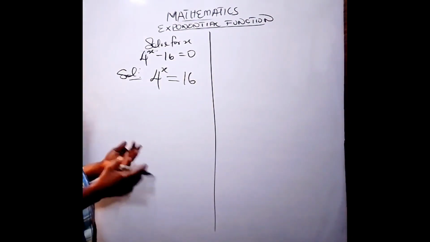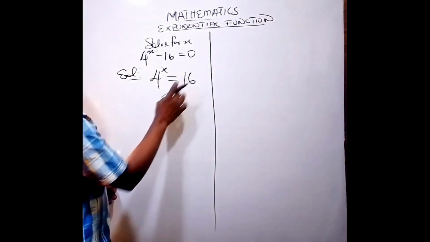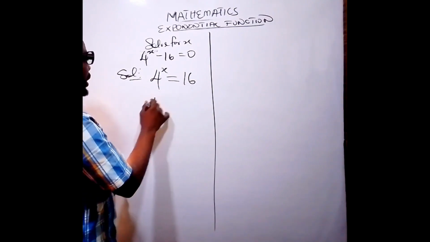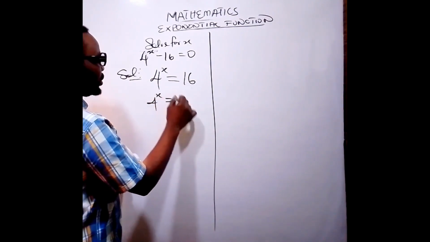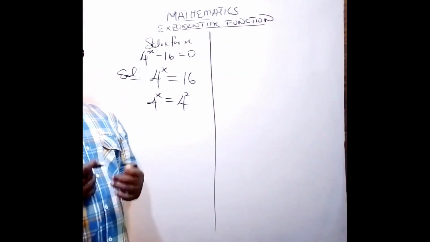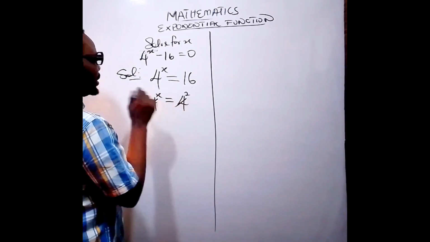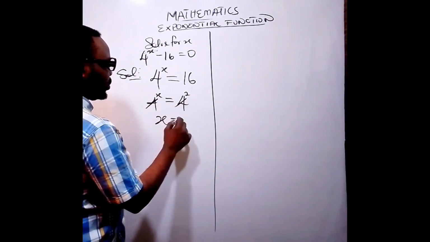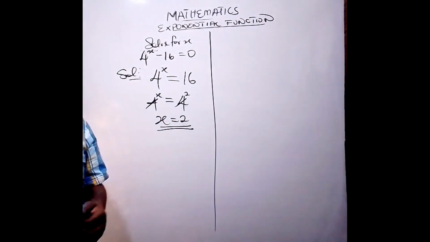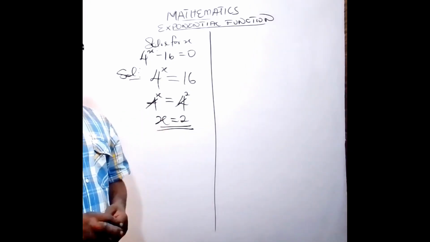Now, this is a one-step solution. If you look at the two very well, you can easily reduce 16 to 4. So you can have 4 raised to power x equal to 4 raised to power 2. If you check 4 raised to power 2, you're going to get 16. So you can now cancel this out. So x will be equal to 2, that is the value of x here. So that is how you solve that. You can see, just one step, you get the answer.